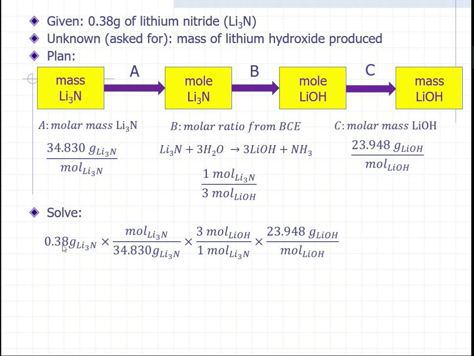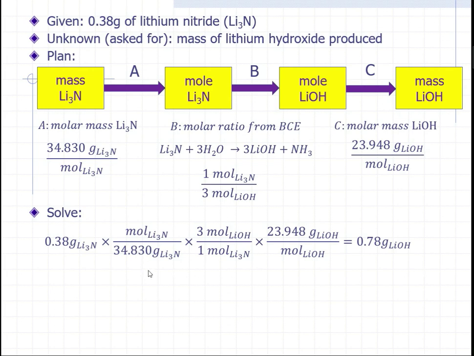I'm going to put in my calculator 0.38. Now, anytime something is in the denominator, we've seen this before, you divide by it. So I'm going to divide by 34.830. Anytime something's in the top, I'm going to multiply by, so times 3 divided by 1, times 23.948, and I get 0.78 grams of lithium hydroxide.